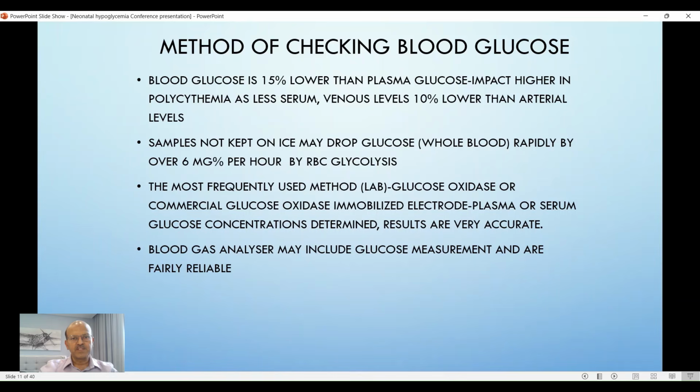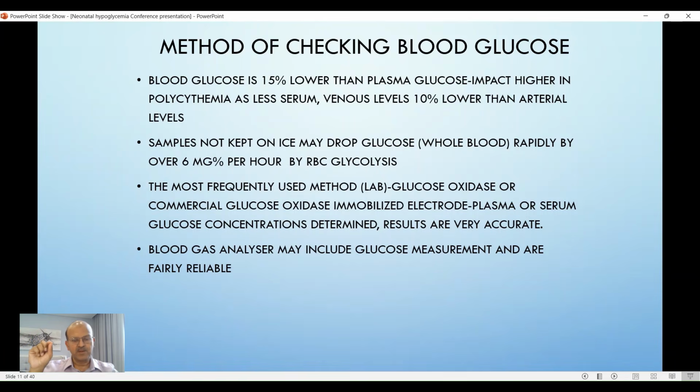In terms of checking the blood glucose, it's always important to remember that when we check the blood glucose, it's 15% lower than the plasma glucose because the red blood cells, the hematocrit, contributes to 40-50%, and that's going to impact your blood glucose. So, when we do a bedside testing, you're actually testing the blood glucose. The lab testing is going to test the plasma glucose. The glucose oxidase method, which is done in the lab, is fairly reliable.